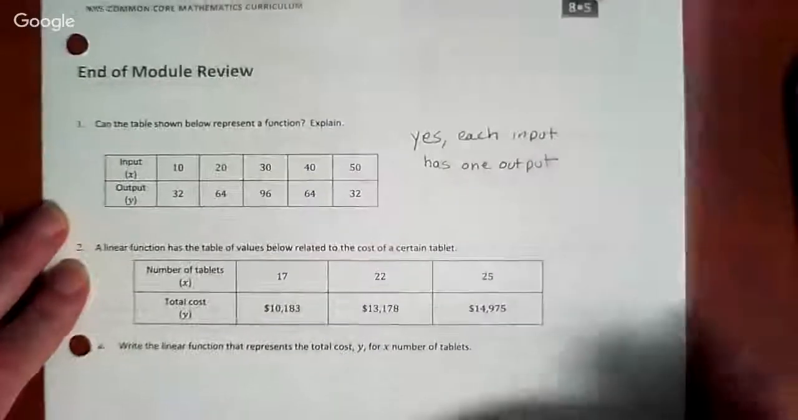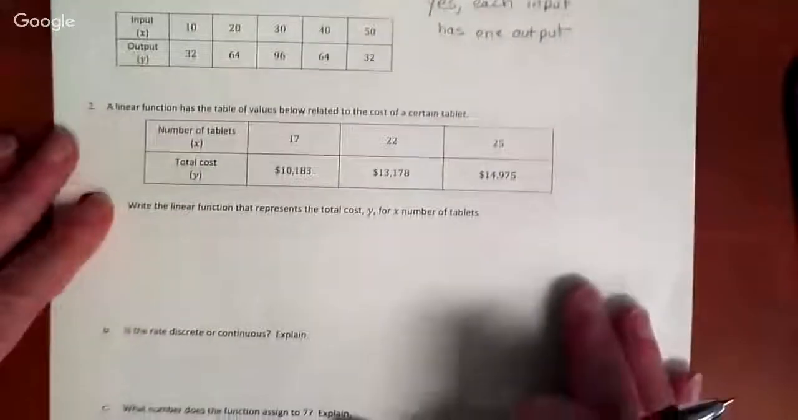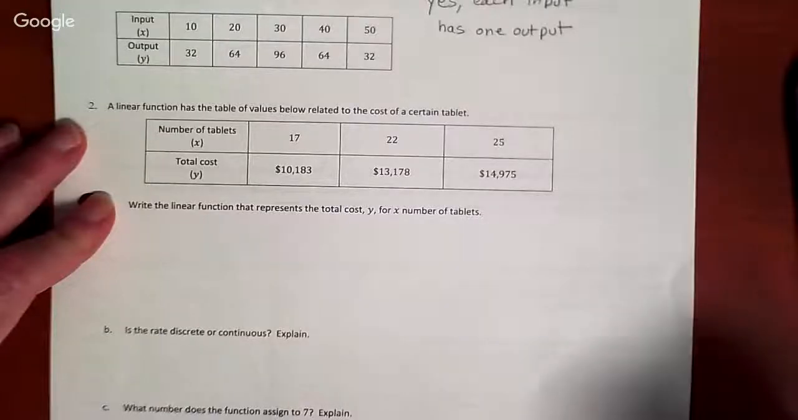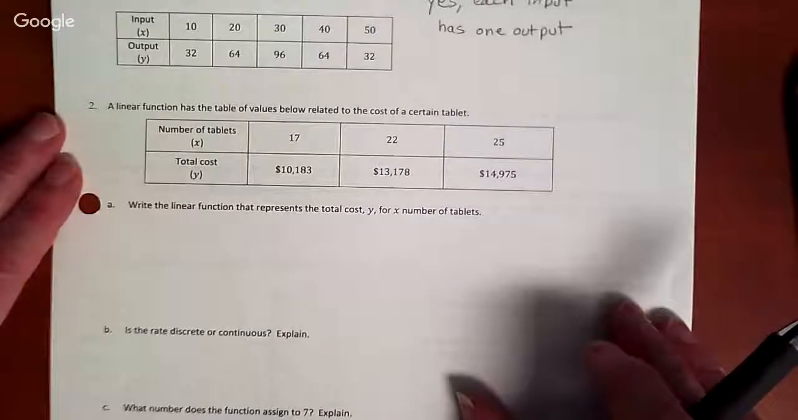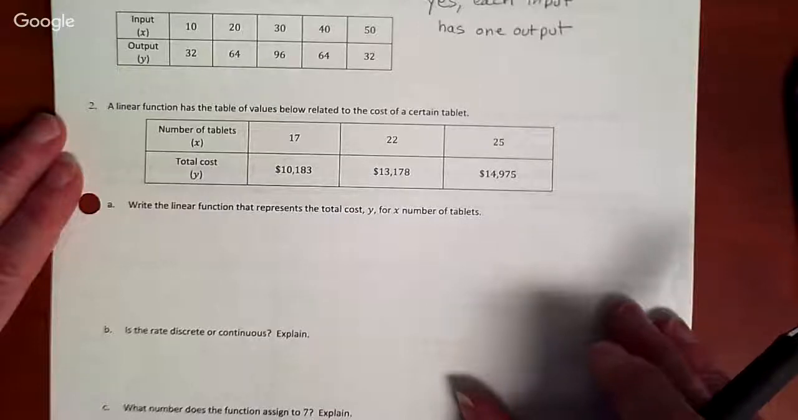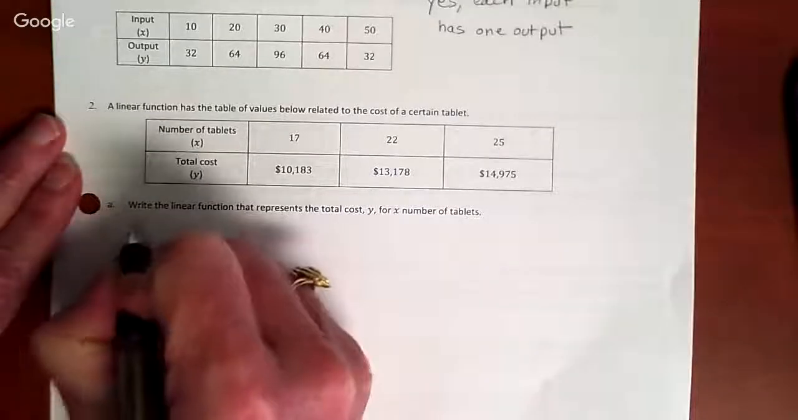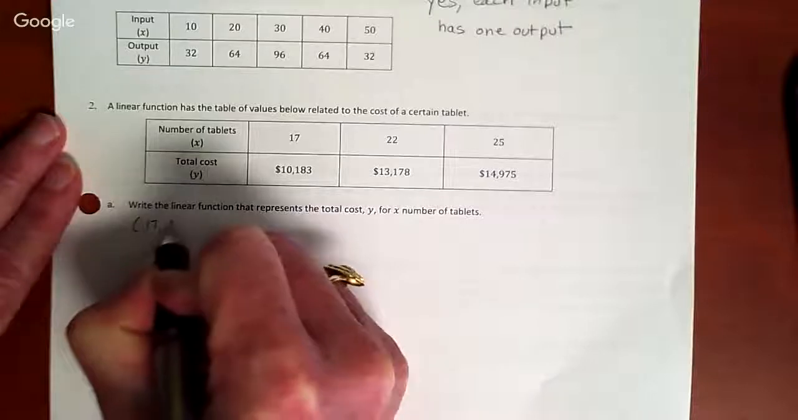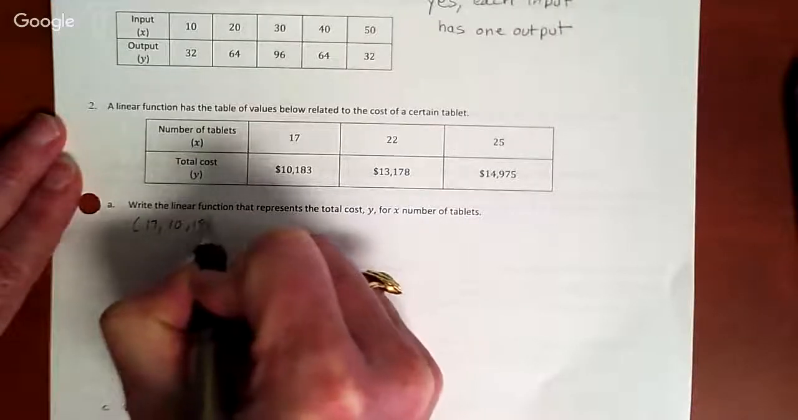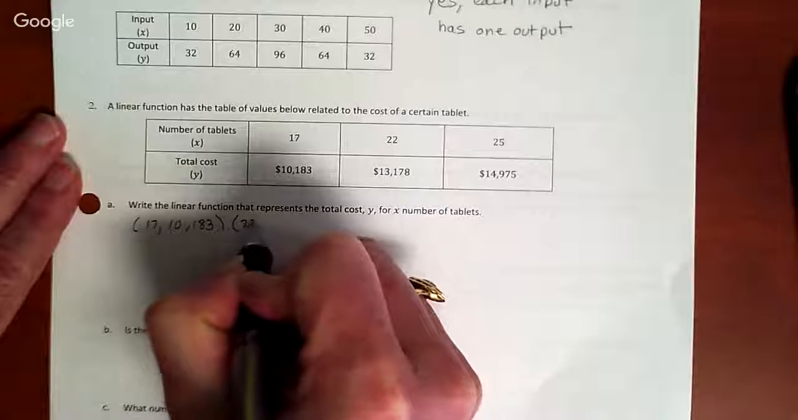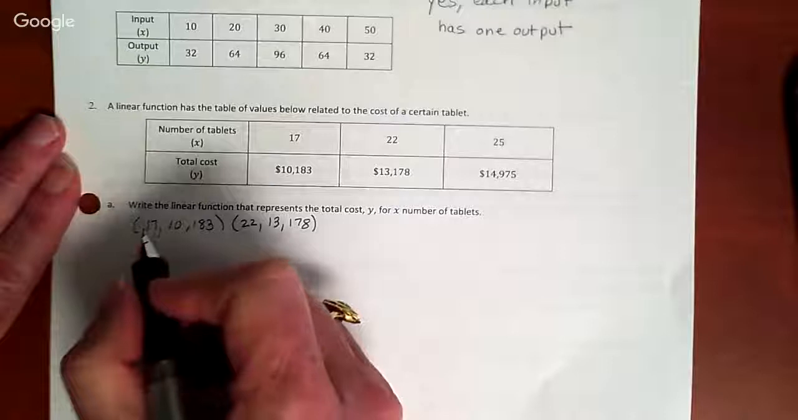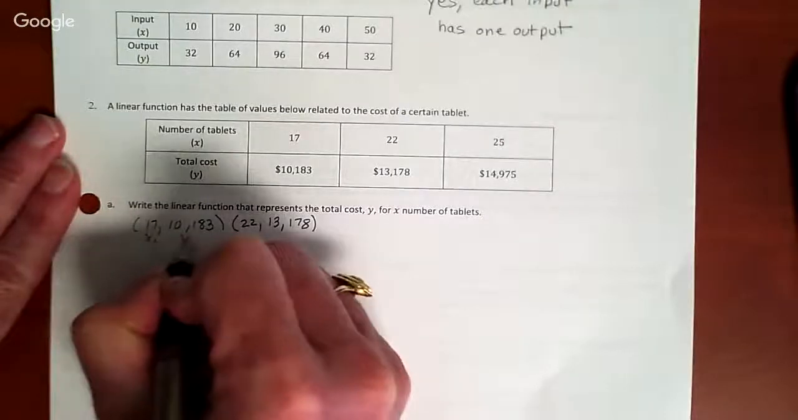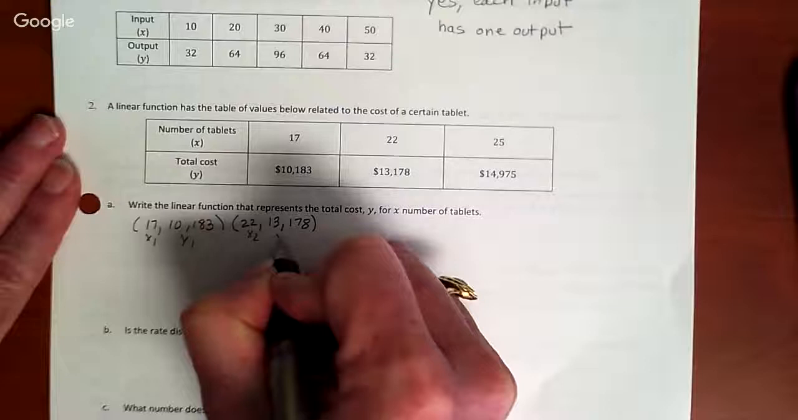Okay. Next. A linear function has the table of values below related to the cost of a certain tablet. Write the linear function that represents the total cost y for the number of tablets. All right. So we have 17 and 10,183, and we have 22 and 13,178. So here I've got x1, y1, x2, y2.